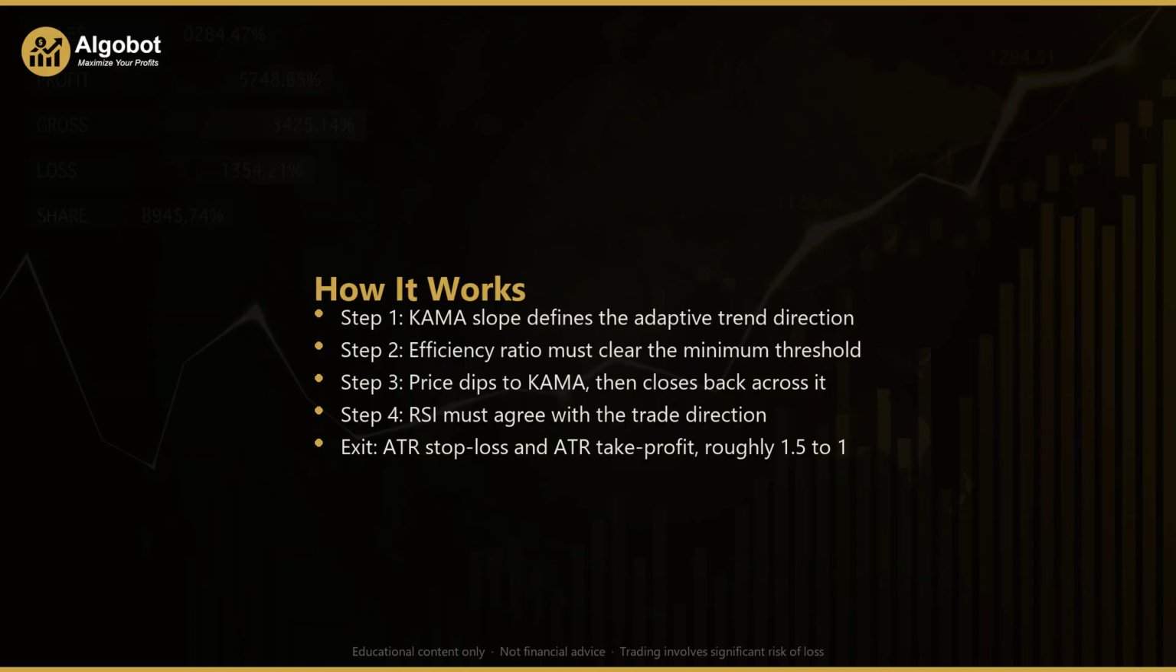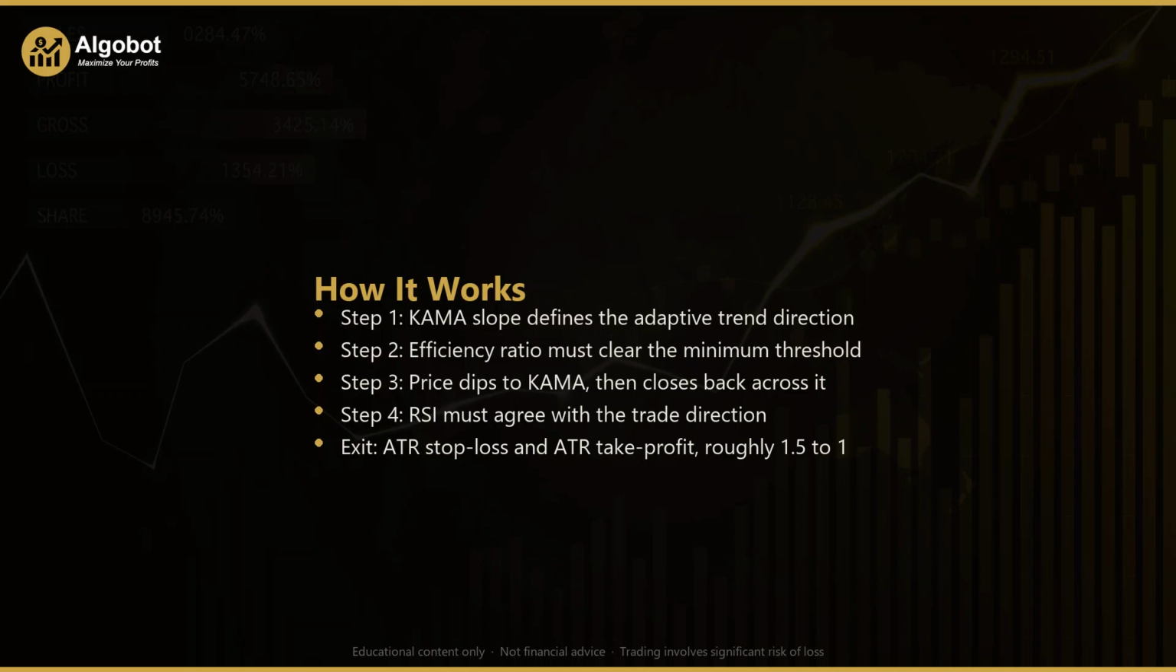Step 2 is the efficiency check. The strategy reads the efficiency ratio and compares it against the minimum efficiency setting, which defaults to 0.3. If the ratio is below that threshold, the trend is considered too weak or too choppy to be tradable, and the strategy simply stands aside. This is the filter that keeps it quiet in aimless markets.